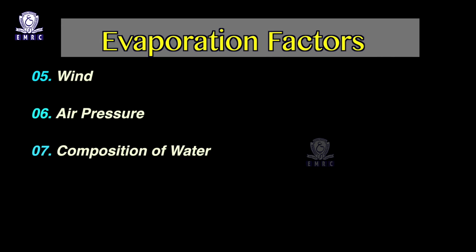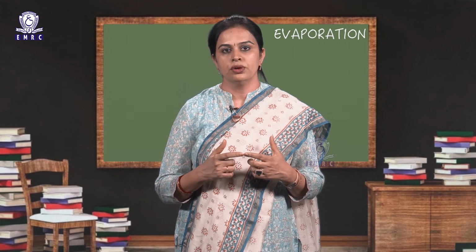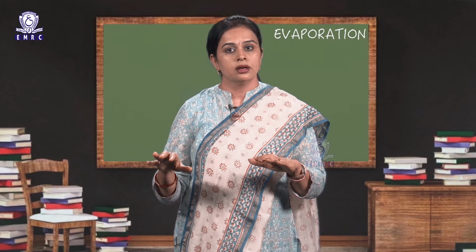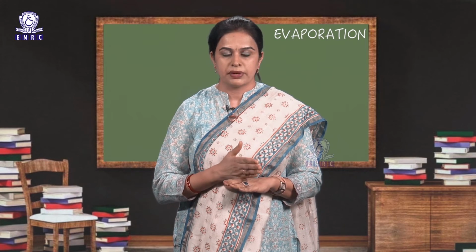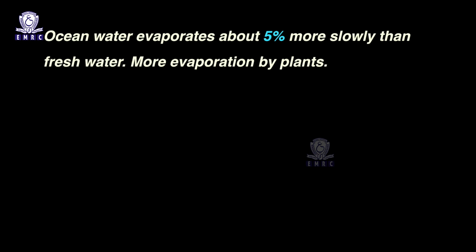Apart from that, composition of water. Evaporation is inversely proportional to salinity of water. The rate of evaporation is always greater over fresh water than over salt water because of the reduction in the vapor pressure and the ability of water molecules to bounce off the surface, due to salinity. Under similar conditions, ocean water evaporates about 5% more slowly than fresh water.